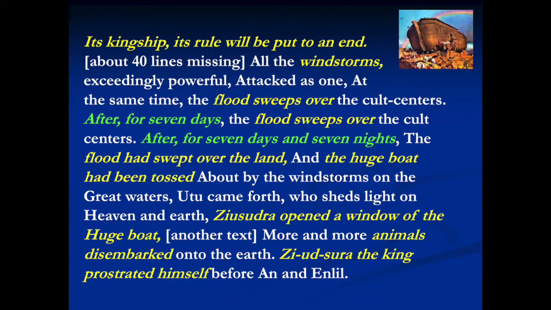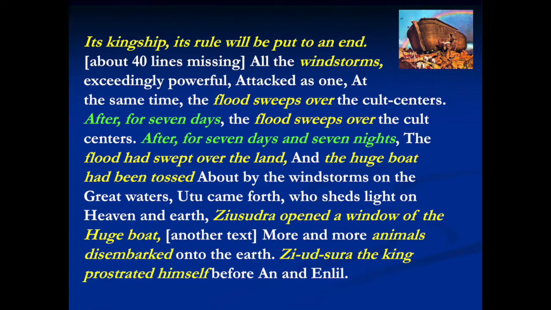Next slide. Some more stuff from the Ziusudra. "Its kingship, its rule will be put to an end. There will be windstorms. Flood swept over after for 7 days." I think that's literal. "Flood sweeps over after for 7 days and 7 nights. Flood had swept over the land. A huge boat had been tossed." At the end, Ziusudra opens the window of the huge boat, and the animals disembarked. It's obviously the story of Noah. The names have been changed to protect the innocent.